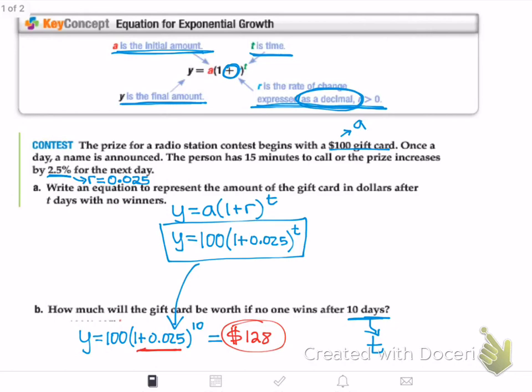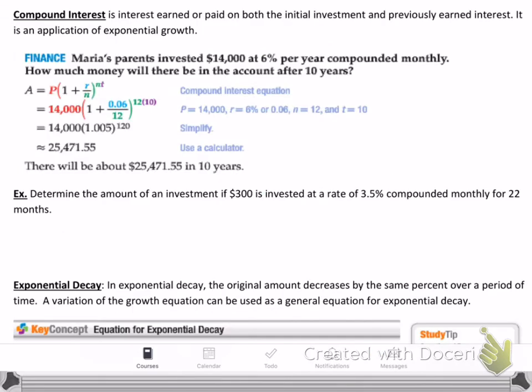Okay, let's turn to the next page, talk about compound interest. Compound interest is many times referred to like a savings account or money, okay, and it's usually an investment.